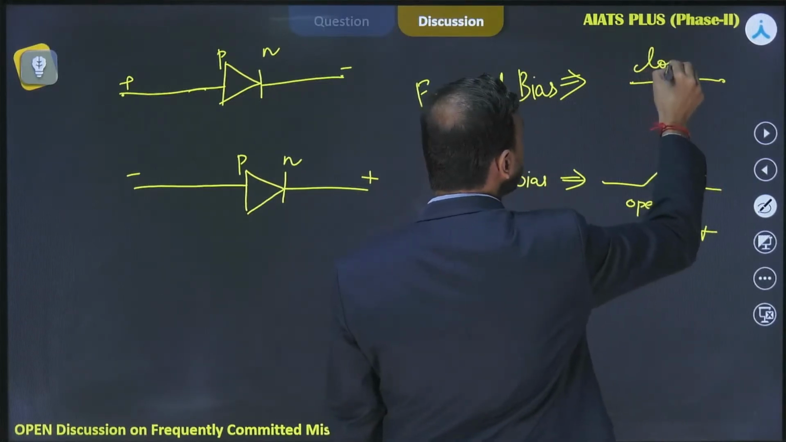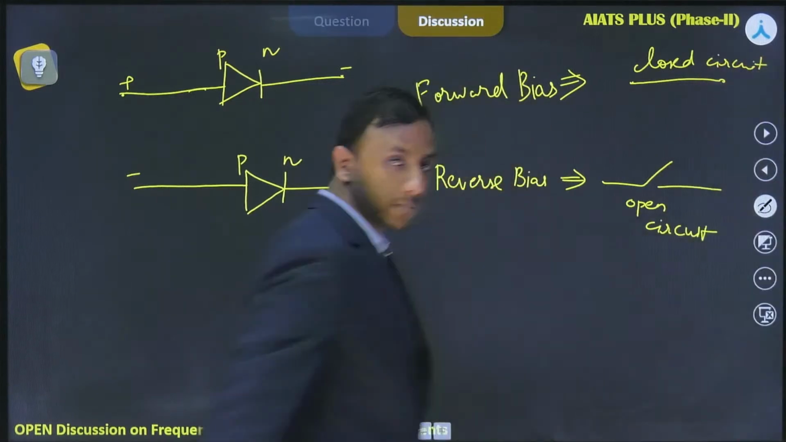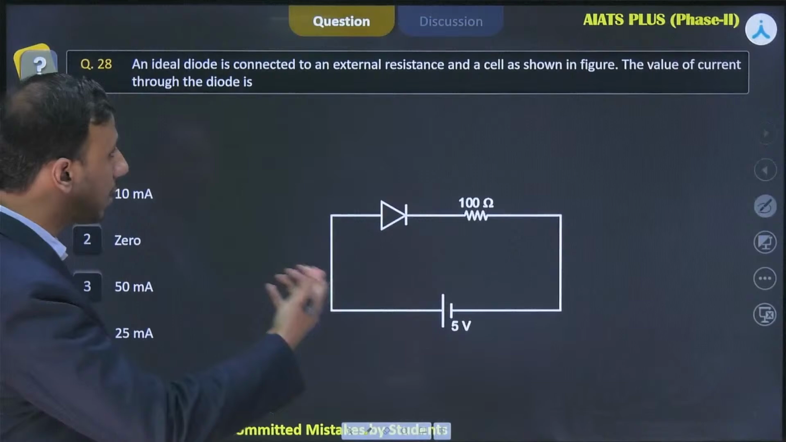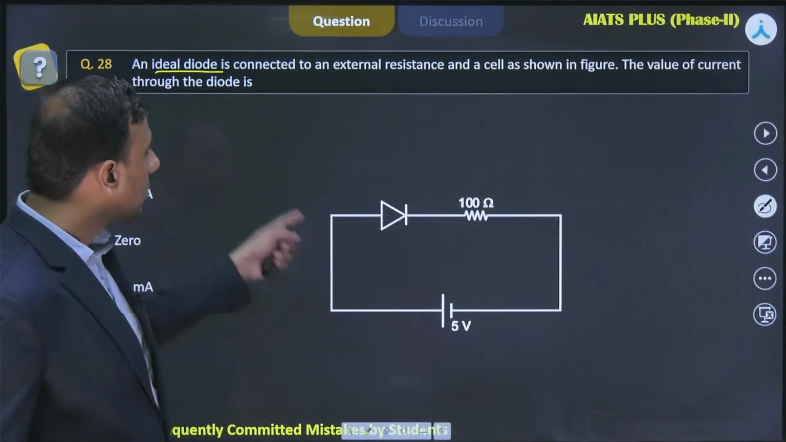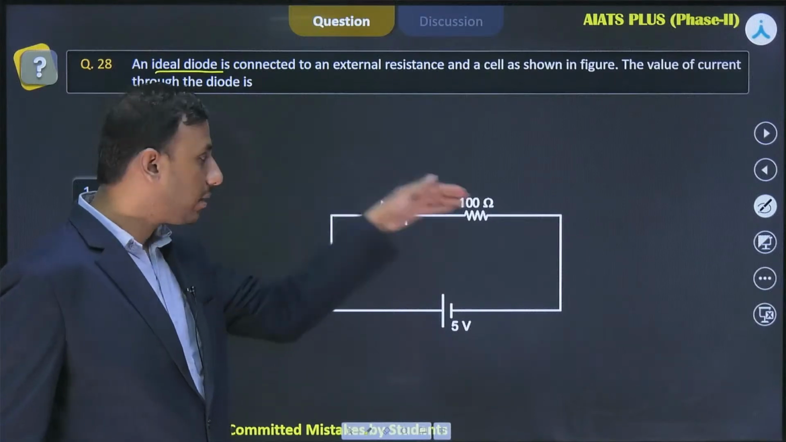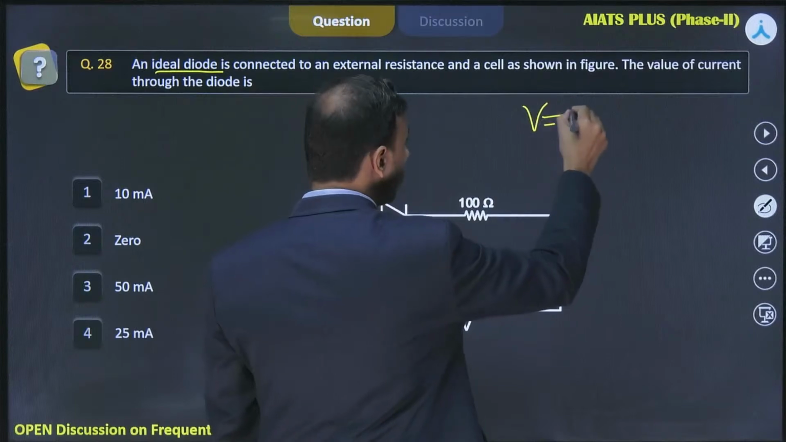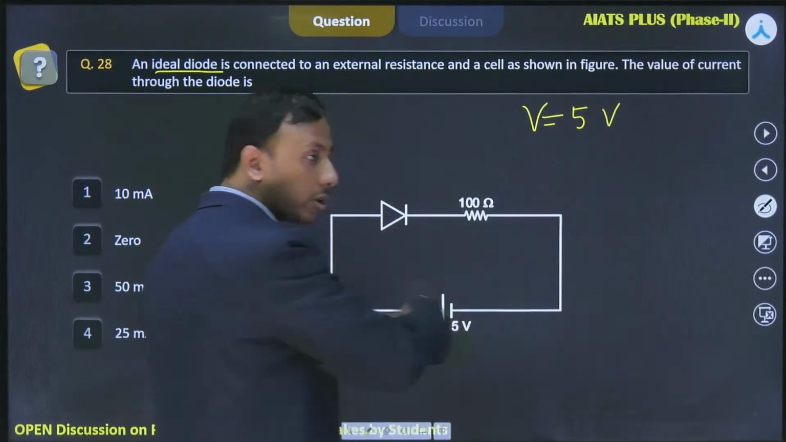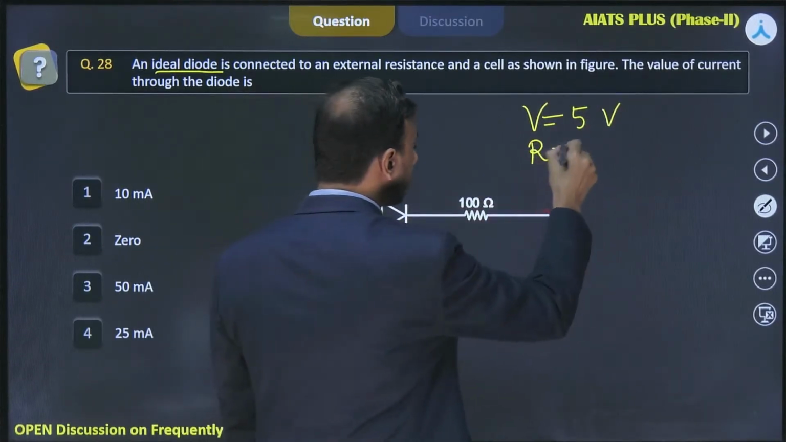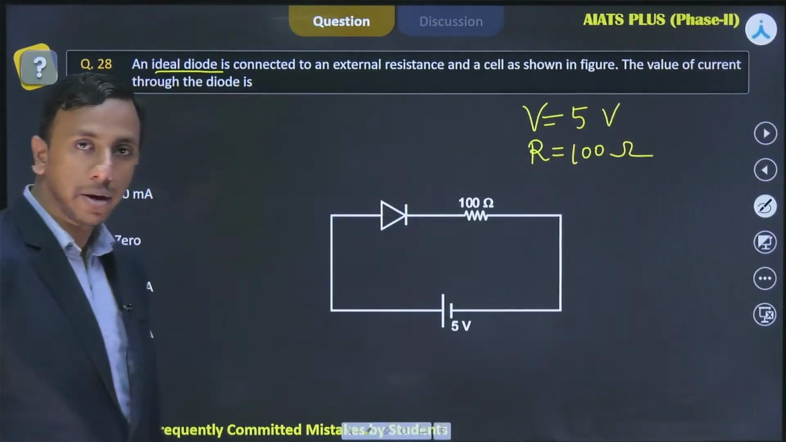Here, like a closed circuit. Now see, come back to this question. They have already said ideal diode, so it offers no resistance, simple wire. That means for this circuit, what is the potential difference? V is equal to 5 volt. Total resistance is how much? 100 ohm.